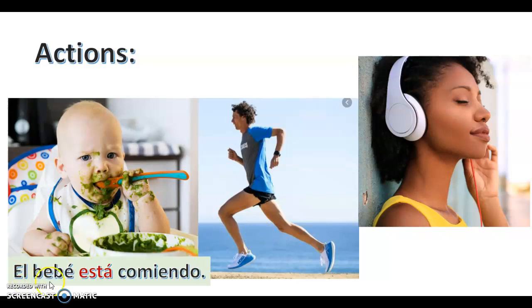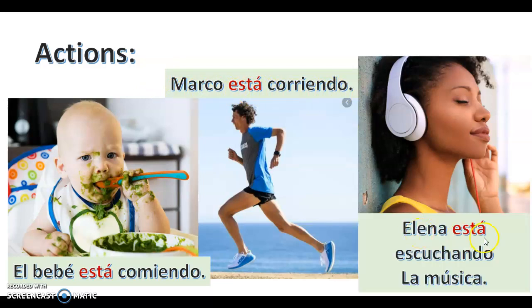Actions. El bebé está comiendo. So he is eating. This is the ing in English. Marco está corriendo. He is running. And Elena está escuchando la música.